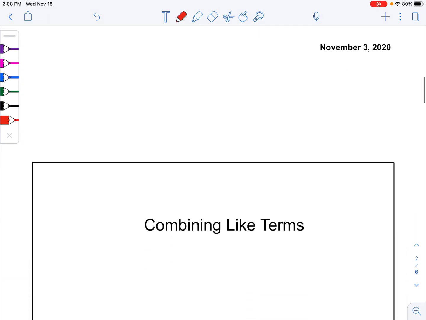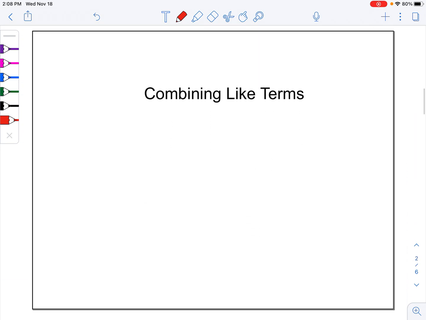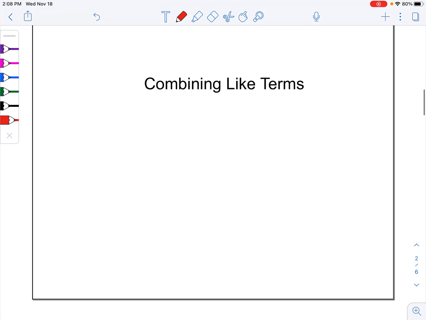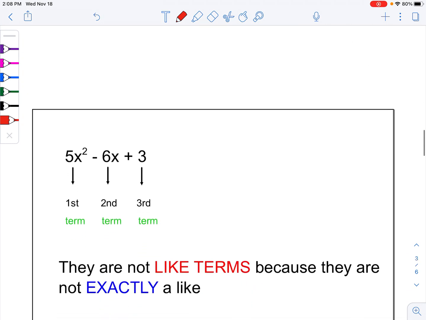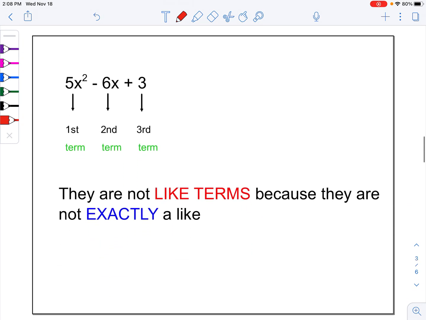So let's get on to combining like terms. Combining like terms is an addition or subtraction problem, so it has to be done after you've done the distributive property. But let's look at what a term means. So a term in algebra just means its place in line. And these terms are not exactly alike, so I can't combine them.